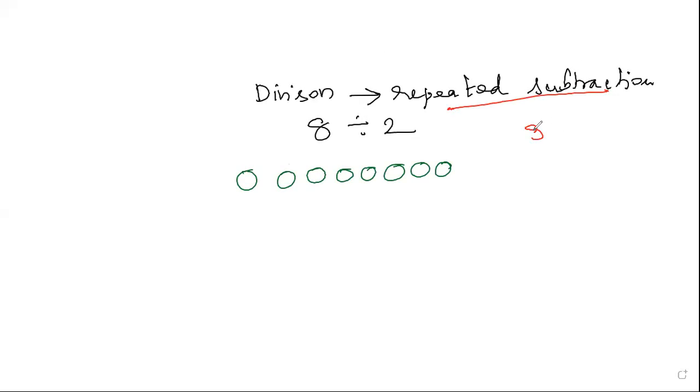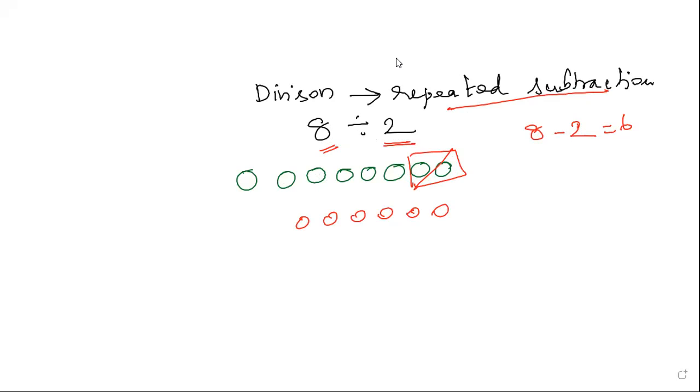First time I am subtracting 2 from 8, 8 minus 2. Removing 2, we will get 6. Now I have only 6 circles. Remove 2 again. It is repeated subtraction: our divisor is subtracted repeatedly from the dividend. Subtracting repeatedly, that is called division.